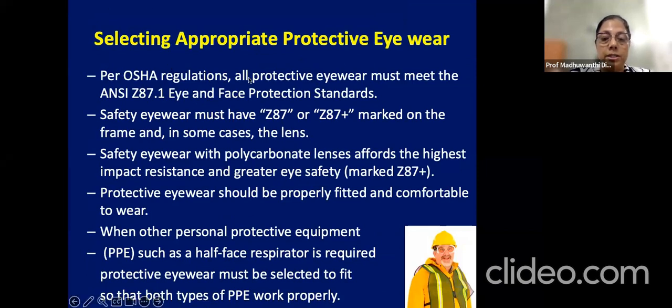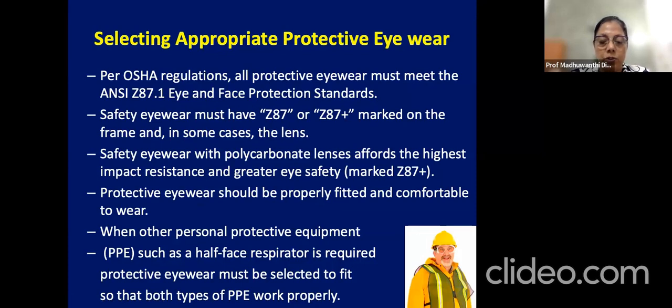The USA regulations have this particular standard, Z87, which should be marked on the protective eyewear. So Z87 or Z87 plus should be marked on the protective eyewear, right? These polycarbonate lenses will have impact resistance, and that is why the standard is there. Otherwise, even if the workers use some type of substandard protective eyewear, they will not be protected against the impact. So it's important to check the standard Z87. Then also it should be properly fitted and comfortable to wear.